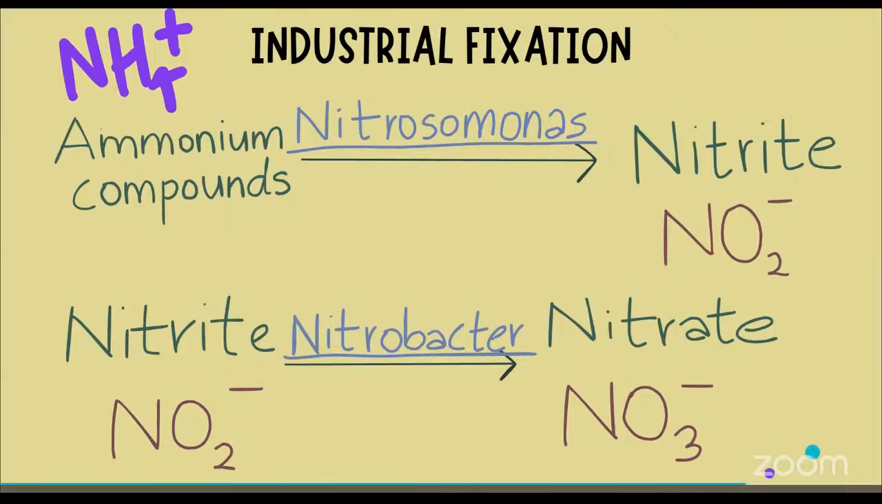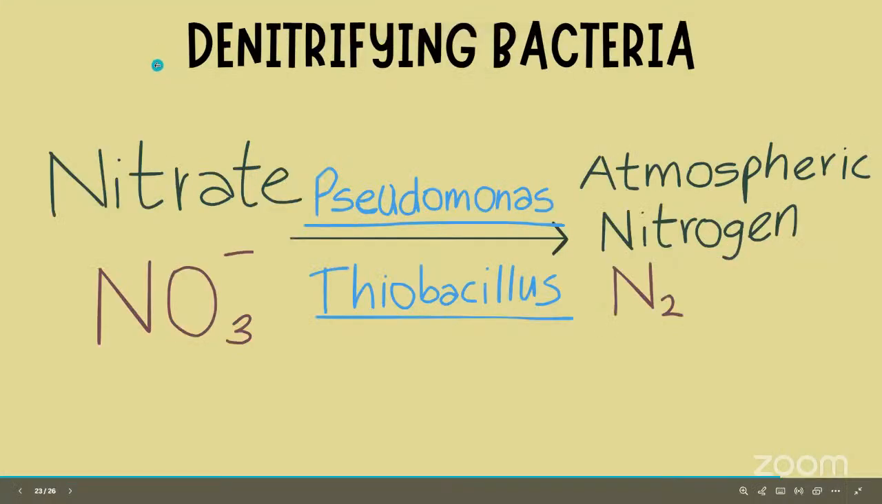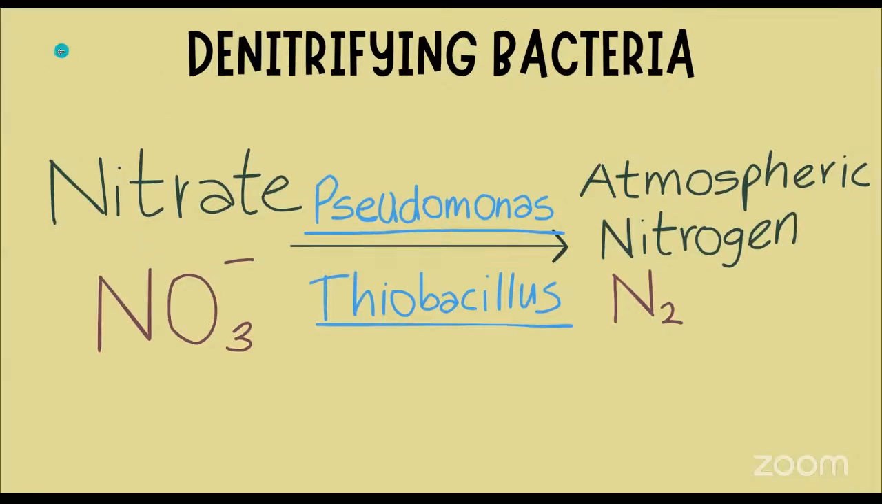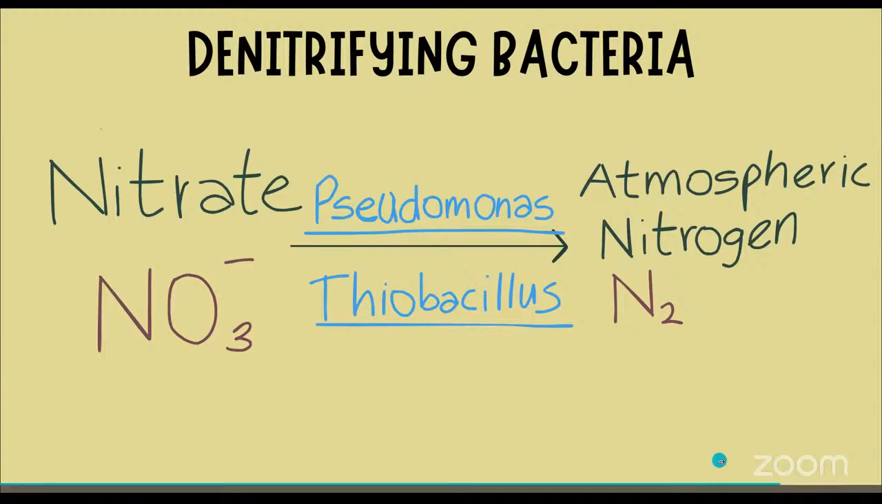Okay. Then moving on. Denitrification. Okay, denitrifying bacteria. So, like I mentioned, it is the reverse. So they haven't given the nitrite part, they've given the nitrate. So NO3 minus, nitrate, is going to be converted to atmospheric nitrogen with the help of Pseudomonas or Thiobacillus. So either one. Okay. So you can write either Pseudomonas or Thiobacillus. Okay. This is denitrifying bacteria.